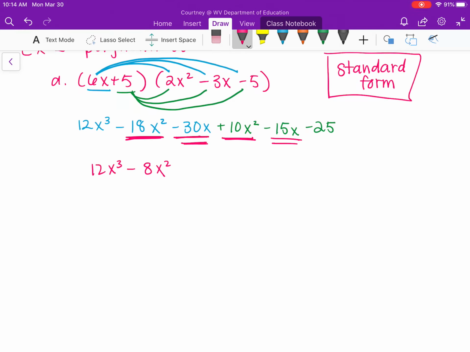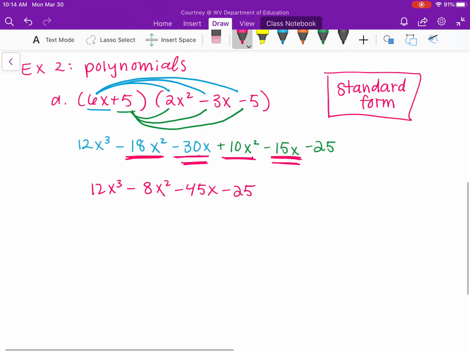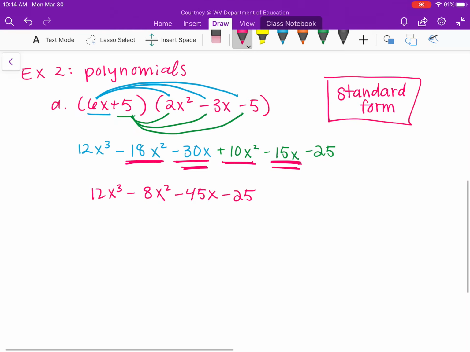Then our double underlines here, we have negative 30 minus 15, so negative 30, and you're going down 15 more. That's a negative 45x. And finally, our negative 25 just slides on down. And that's our answer. Let's do one more example for this, part B.